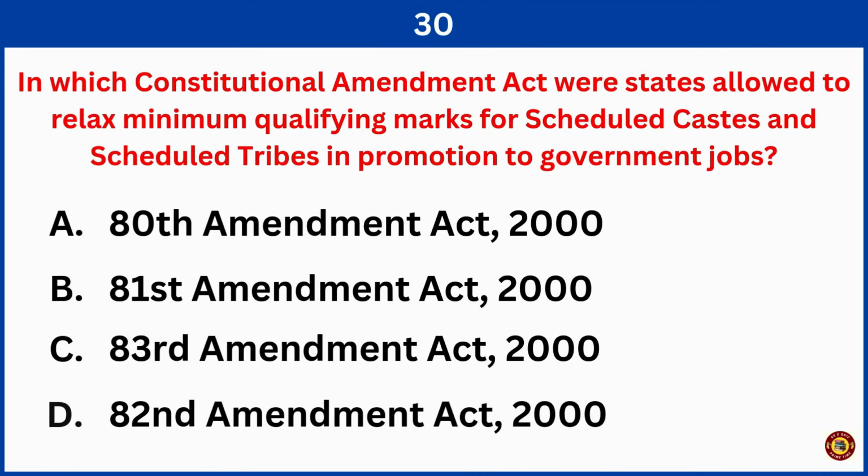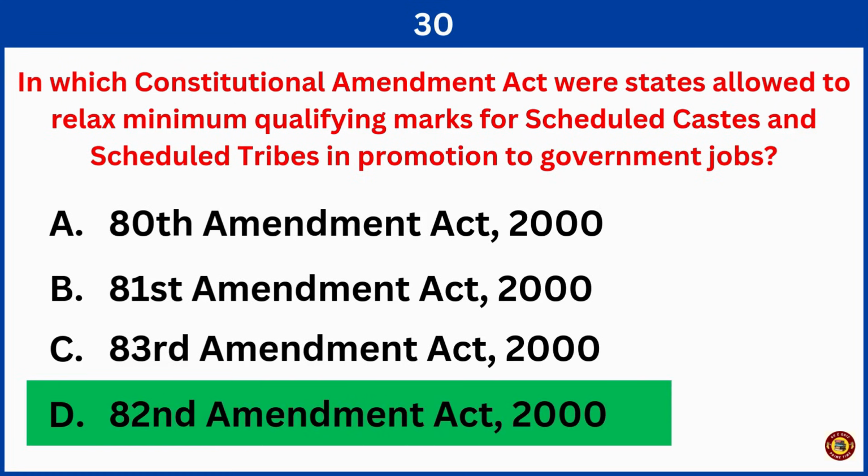In which constitutional amendment act were states allowed to relax minimum qualifying marks for scheduled castes and scheduled tribes in promotion to government jobs? Right answer is option D, 82nd Amendment Act 2000.